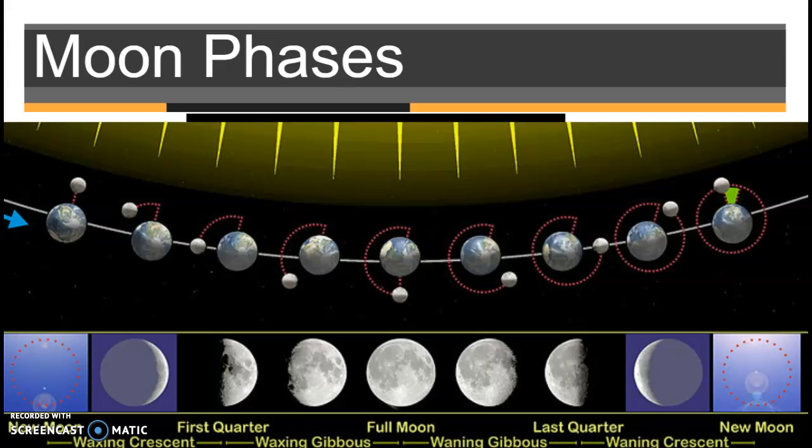And then as it starts to go around to the other side, where we don't see quite as much, we start to see it wane. So we see a waning gibbous, and then we see a half moon, then we see a waning crescent, and then again we're back to the new moon after about 27.3 days.